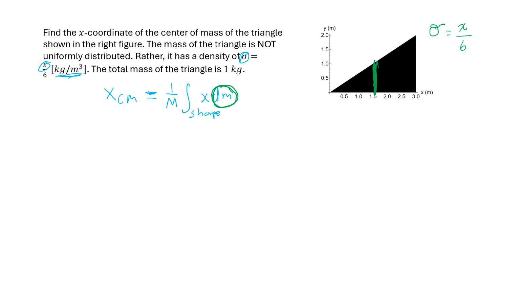Now I've chosen this slice since sigma, our surface or area mass density, is dependent on x. So x over 6 kilograms per meter cubed. And so this is going to allow us to put it into an integral pretty nicely. So if we have this piece of mass here, this is our dm, okay? And it's going to be equal to some sort of a density, in this case a two-dimensional density, the sigma, times an area element dA, a little piece of area.